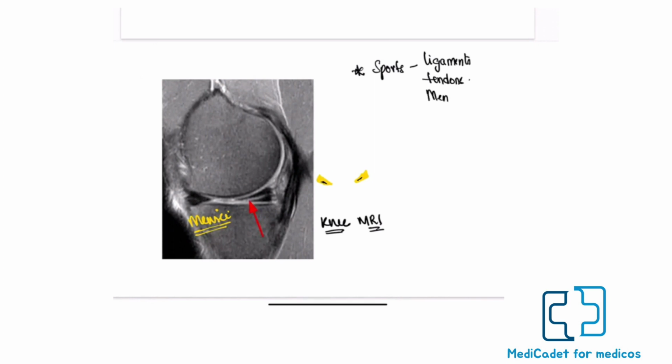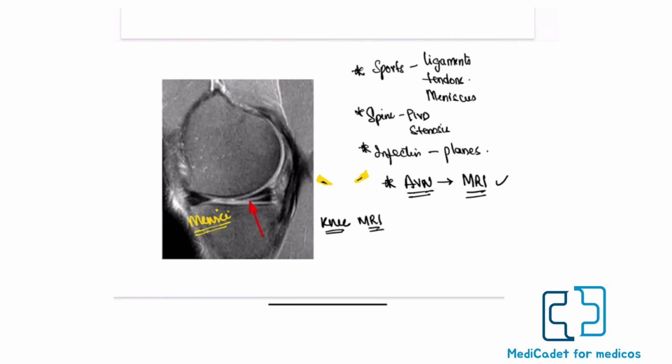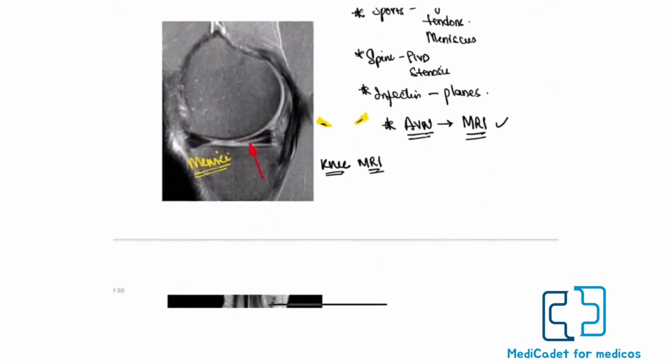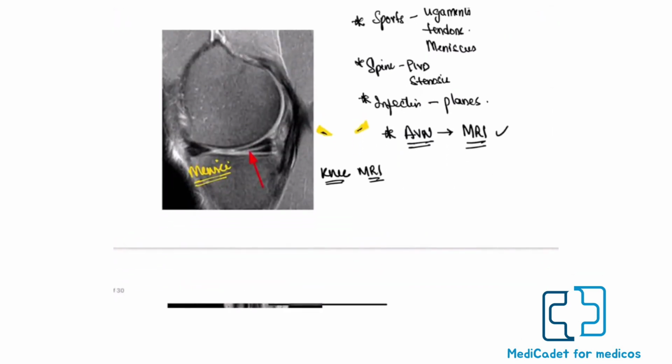And meniscus. And it is also important in your spine, where you can see the disc prolapse, your lumbar canal stenosis, and in case of infections, wherever the soft tissue planes are disturbed, you go for an MRI, right? And ultimately, it is also important for avascular necrosis. So diagnosis of the avascular necrosis, where the blood supply is decreased for the bone, could again be identified on the MRI, right? So these are certain areas where your MRI plays an important role for the diagnosis, right?